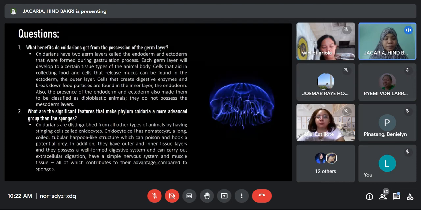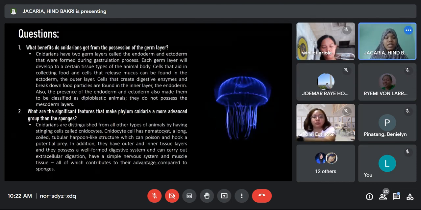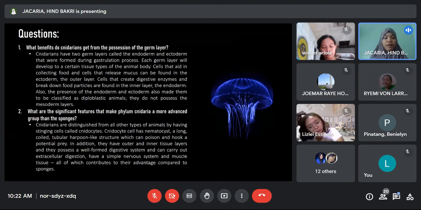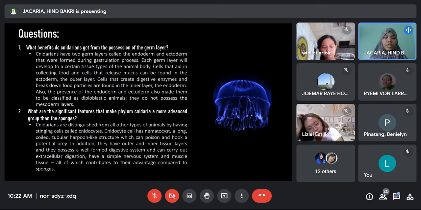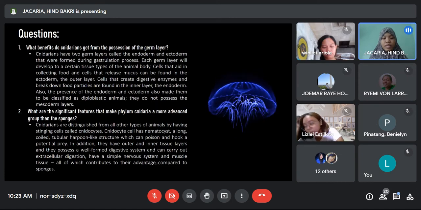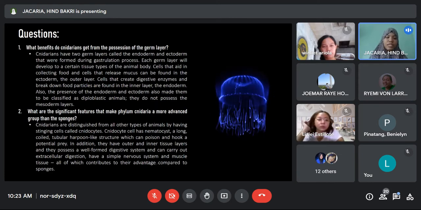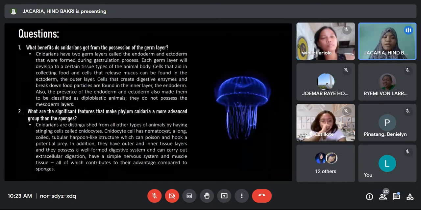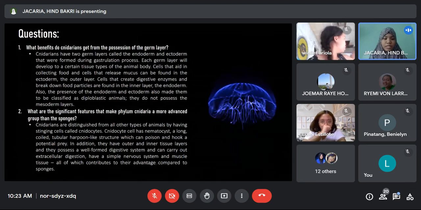It is a long coiled tubular harpoon-like structure that can poison and hook a potential prey. In addition, unlike sponges, the Cnidarians have a well-formed digestive system and they can carry out extracellular digestion. They also have muscle tissues, which sponges lack, that make them more advanced compared to sponges.